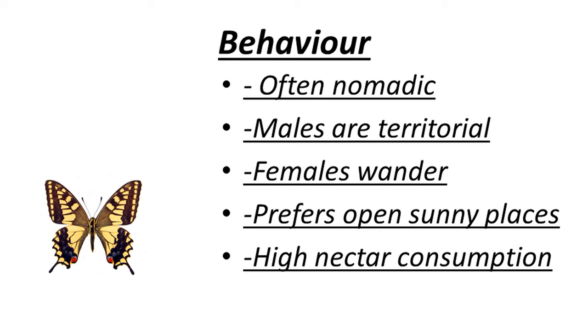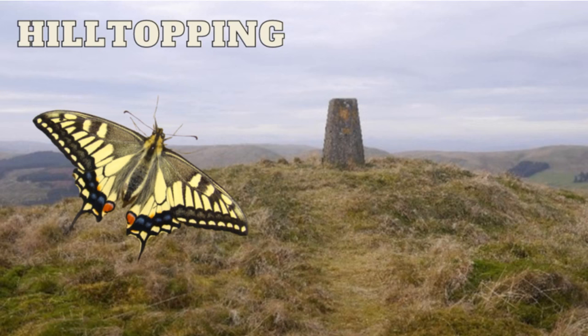The butterflies have a high demand for nectar, and a high abundance of flowers in its environment is very important for this species. They cannot survive in environments with not enough flowers. They also need open and sunny spaces. This butterfly really likes sunlight, and it avoids shady areas most of the time. The Old World swallowtail shows an interesting behavior.